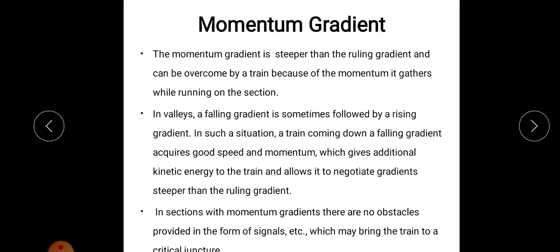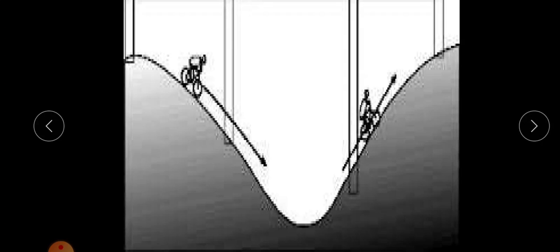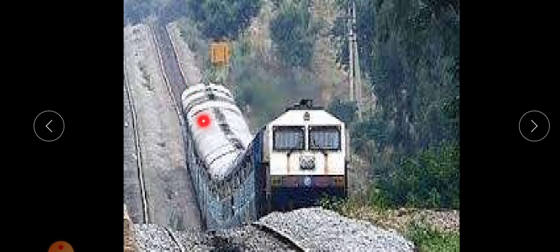In sections with momentum gradient, there should not be any obstacle. That is, there should not be obstacles in the form of signals, etc., as it will bring the train to a critical juncture. So there should not be any obstacles when the locomotive is traveling through a momentum gradient. So this is about momentum gradient. This is the practical situation where there is a momentum gradient. That is, there is a falling gradient which is followed by a rising gradient, and this is the momentum gradient. The momentum which is acquired through this travel is used as the kinetic energy for negotiating this gradient.